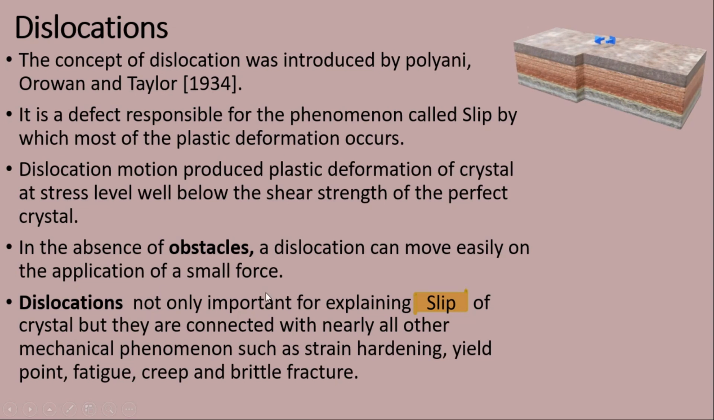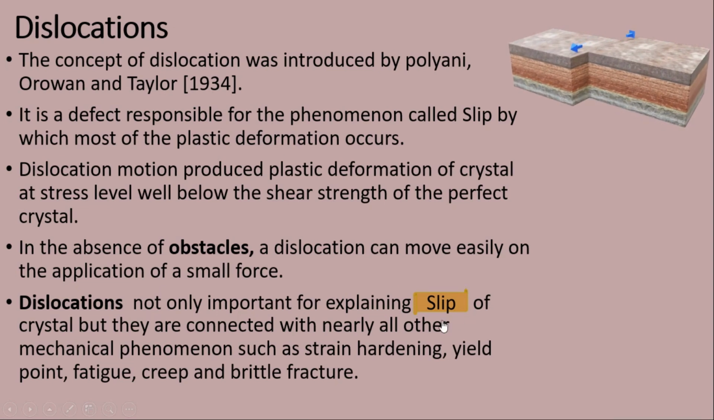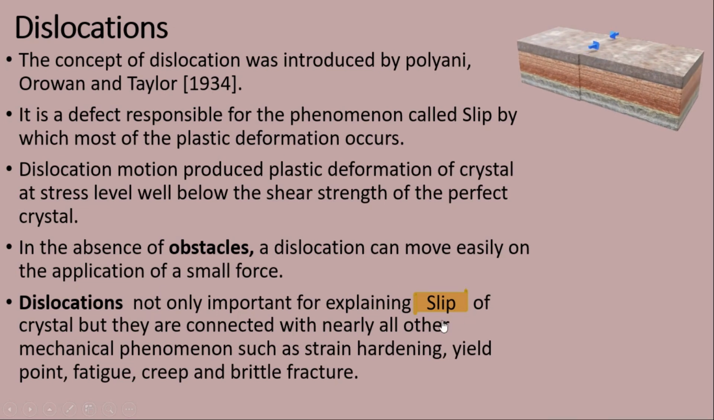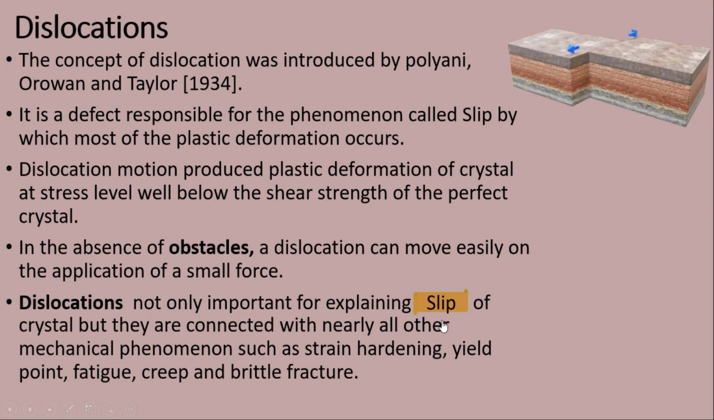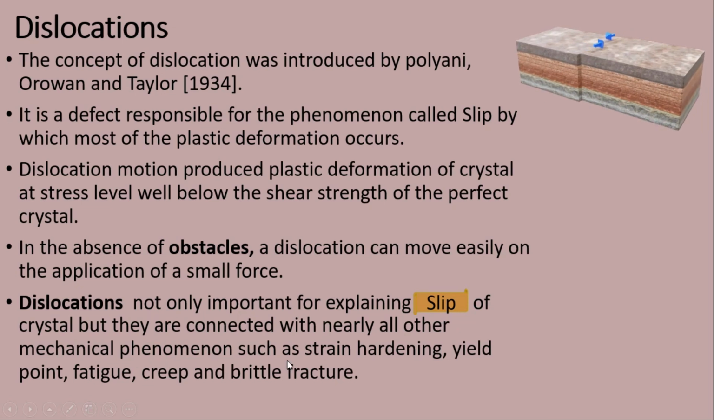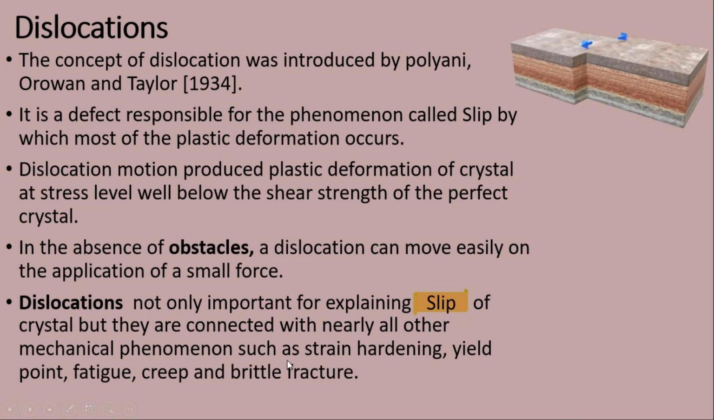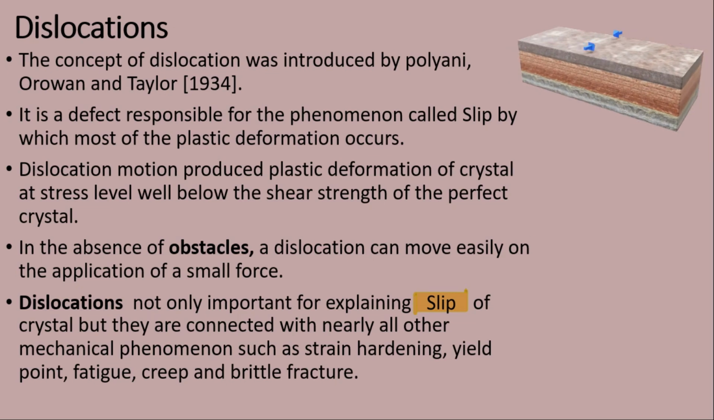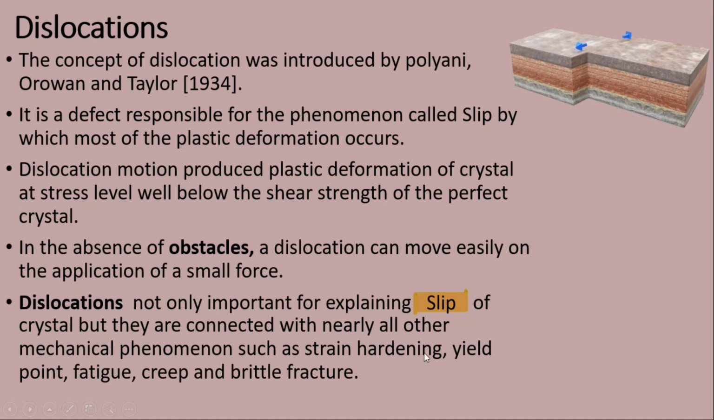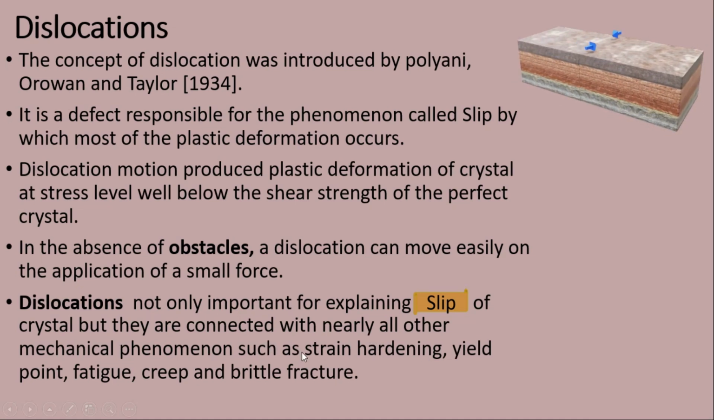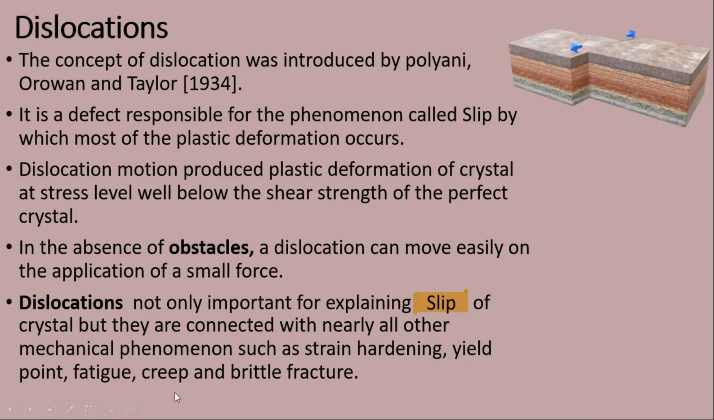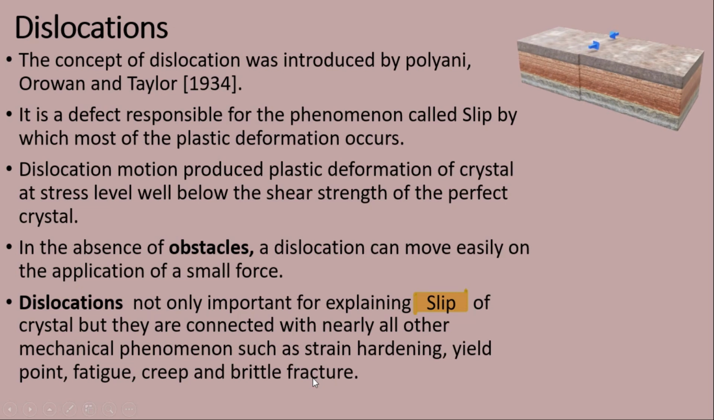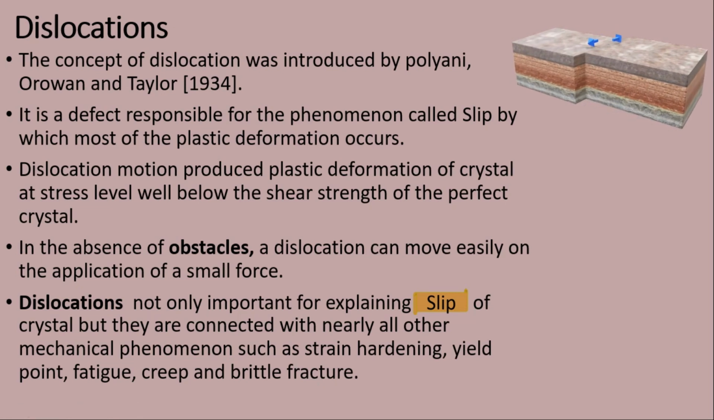Dislocation is not only important for understanding slip, why the plastic deformation is occurring, but dislocation is also connected to many other mechanical phenomena such as strain hardening. If you have studied the stress strain curve in some subjects, or you will study in chapter number 6 in this subject, you will see what strain hardening is. So dislocation is somehow connected to this one, and the yield strength, yield point, fatigue, creep, and brittle fracture. They all are somehow connected to dislocations.